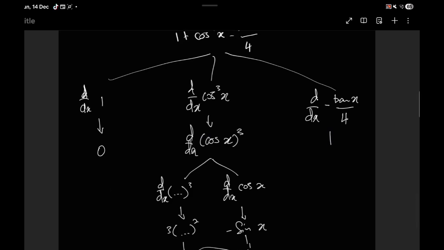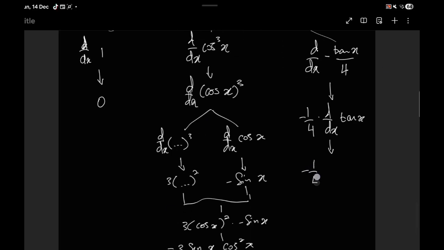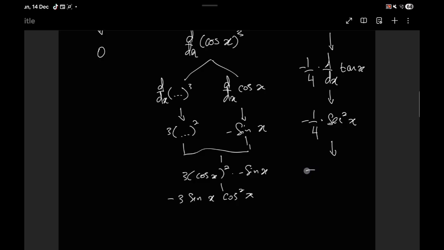For the last one, negative tan x over 4, firstly notice that we have a constant here, which is combined with the trig function. If you look at it at first, you might not realize it, but it's actually negative 1 over 4 times tan x. Now we have d over dx of tan x, which is a bit more simple. Let's carry down negative 1 over 4 times the derivative of tan x, which is secant squared x. So this derivative gives us negative secant squared x over 4.